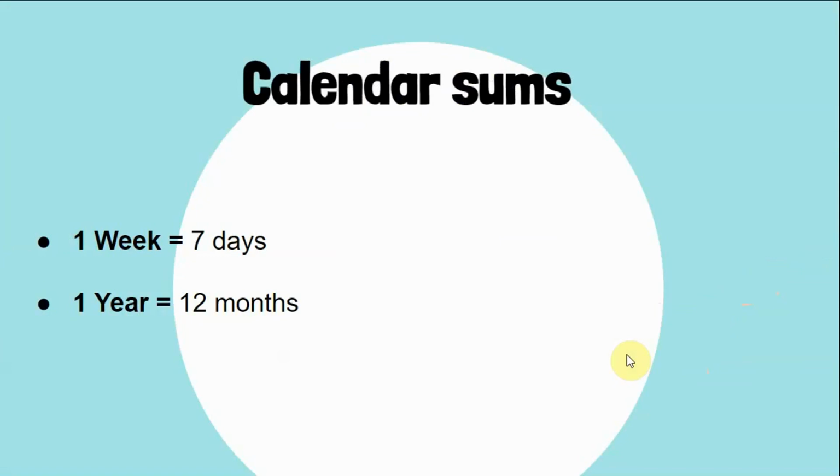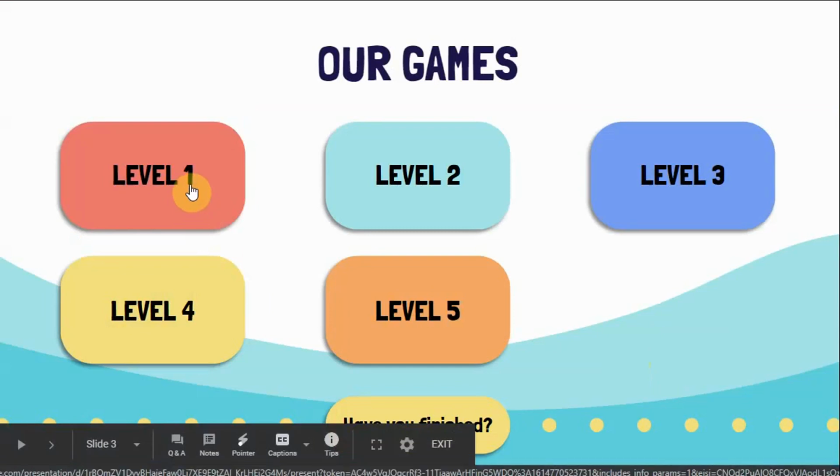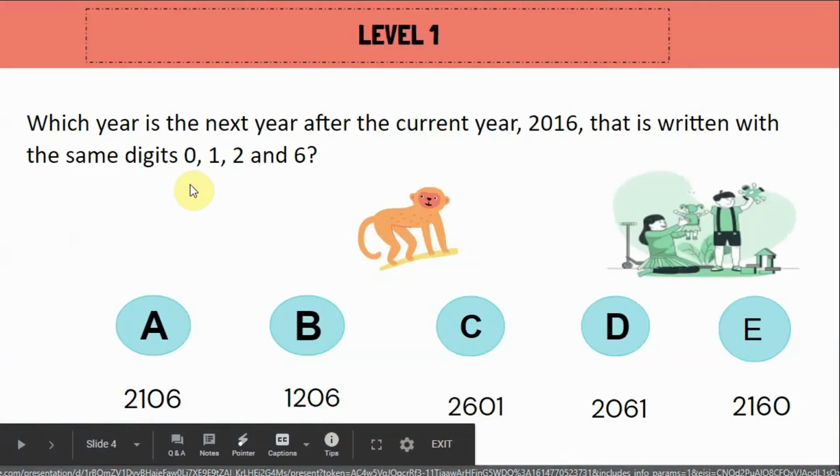The game is related to calendar sums, and 2 points to keep in mind. 1 week has 7 days: Monday, Tuesday, Wednesday, Thursday, Friday, Saturday, and Sunday. And 1 year has 12 months, starting from January to December. Now let's start with level 1.